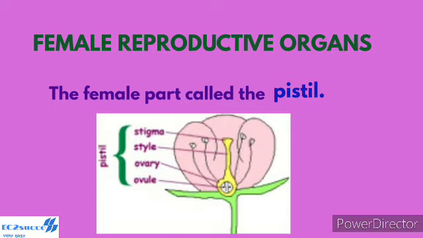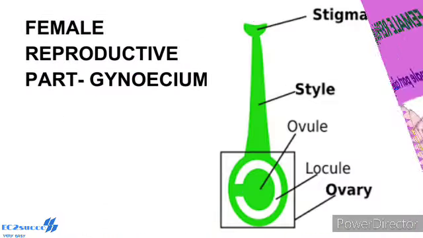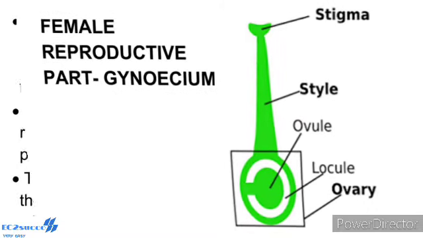The ovary encloses the ovule. The female reproductive part and the male reproductive part are the essential organs of the flower. Why are they essential? The androecium and gynoecium are involved in fertilization. So today we are discussing the female reproductive part, the gynoecium.